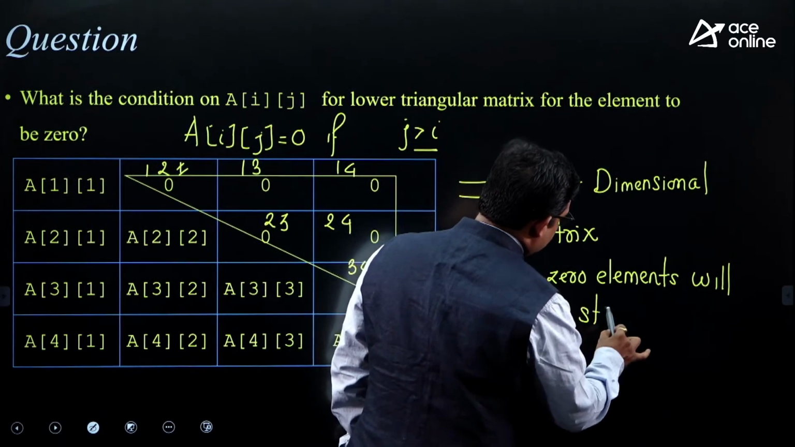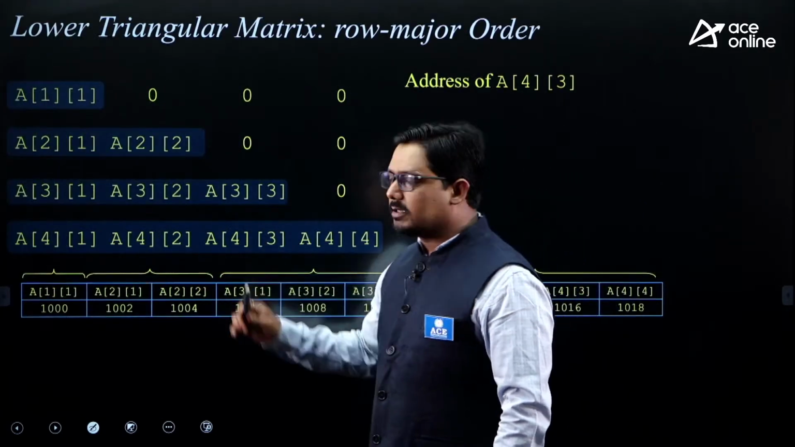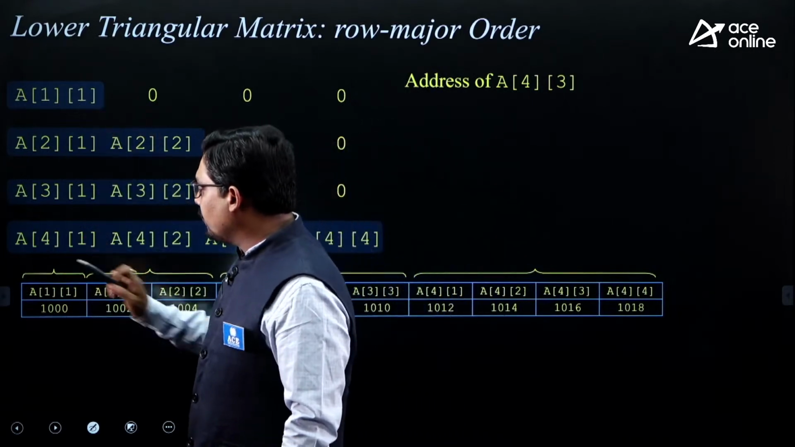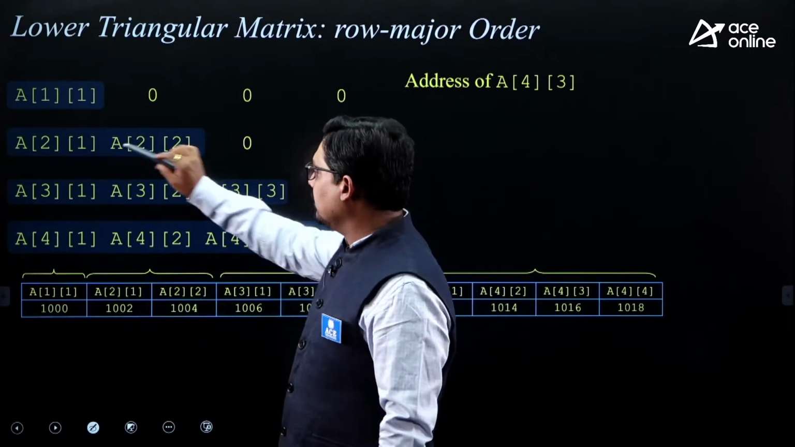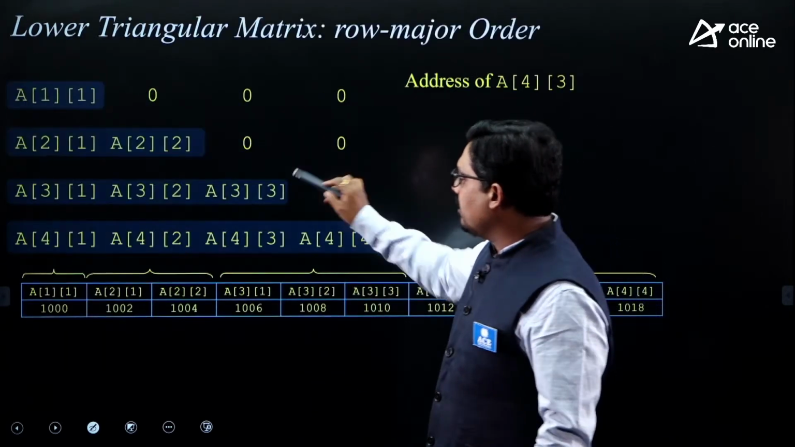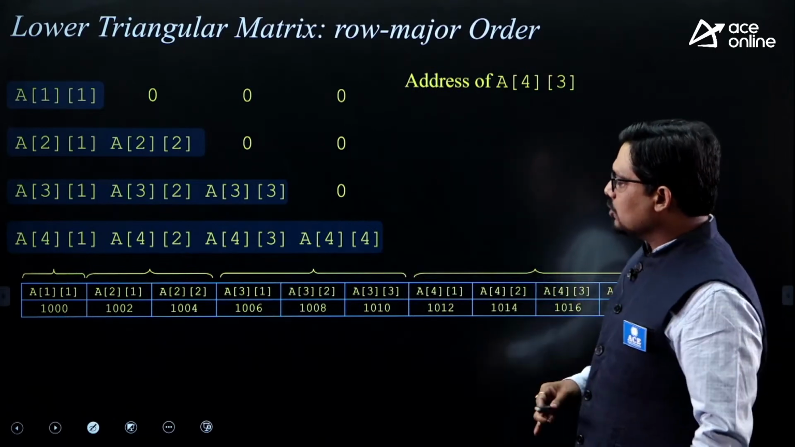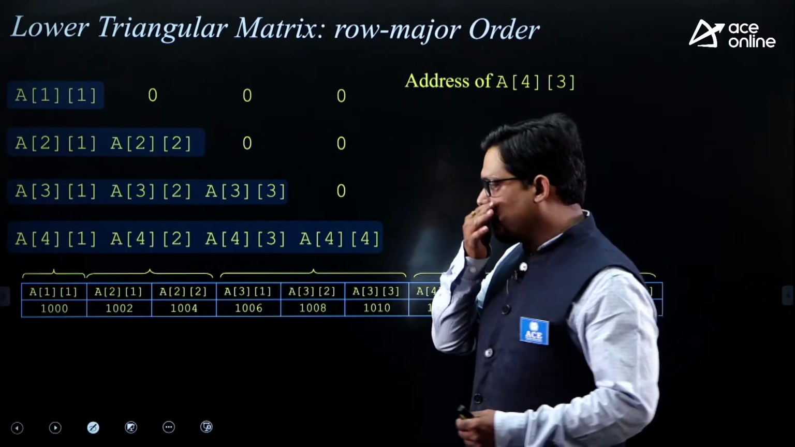Now if I say how this is going to be stored, it will be mapped like this: the first row consists of one element, then we are going to have 2 elements over here, then 3 elements over here for row 3, and then 4 elements over here. So this is a one-dimensional mapping in this case.